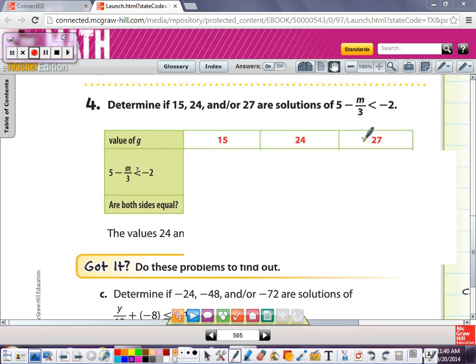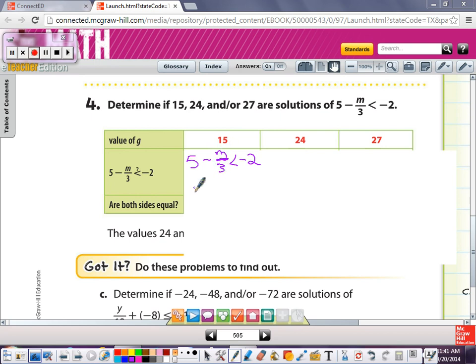We have 5 minus m over 3 less than negative 2. Many of you have already shown me that you know that whenever you see a fraction bar, that is division. We have division right here with the fraction bar and a subtraction sign. So indeed, this is a two-step equation. Following PEMDAS, I know that division will always come first.